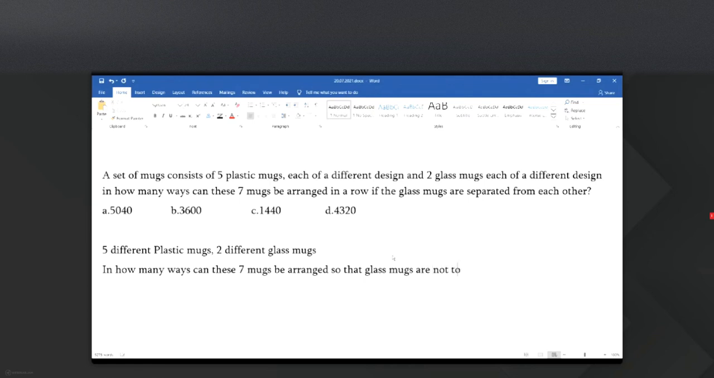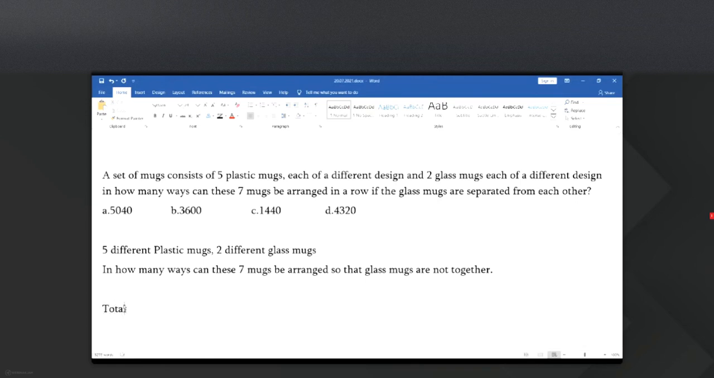Not together. Now, one of the easiest ways to do this is to find the total number of ways, then find the number of ways the 2 glass mugs will be together. Using that, you can find the number of ways in which the glass mugs are not together. Let me explain this here. First, find the total number of ways in which 7 mugs can be arranged.